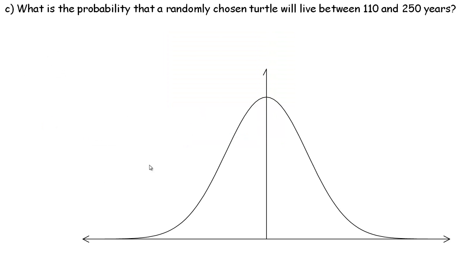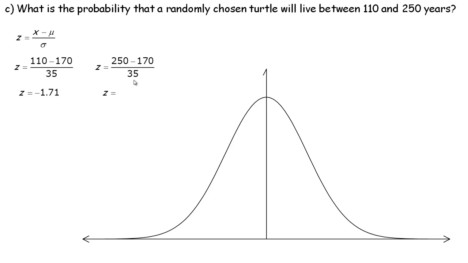And on to the last example in C. What is the probability that a randomly chosen turtle will live between 110 and 250 years? So we did the less than probability question and the greater than. Now we're doing between two particular ages, the 110 and 250. So we need to find the z-score of both 110 and 250. So here's the 110 calculation. Same mean and standard deviation, of course, as in A and B. And then we need to do the 250 as well. So 250 goes in place of x minus the mean of 170 divided by the standard deviation of 35, gives us a z-score of 2.29.